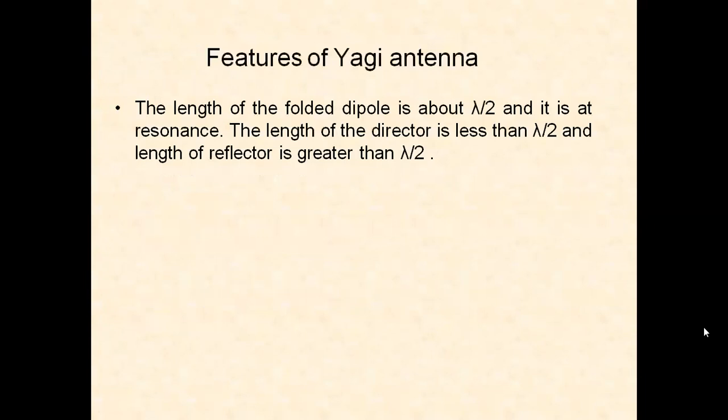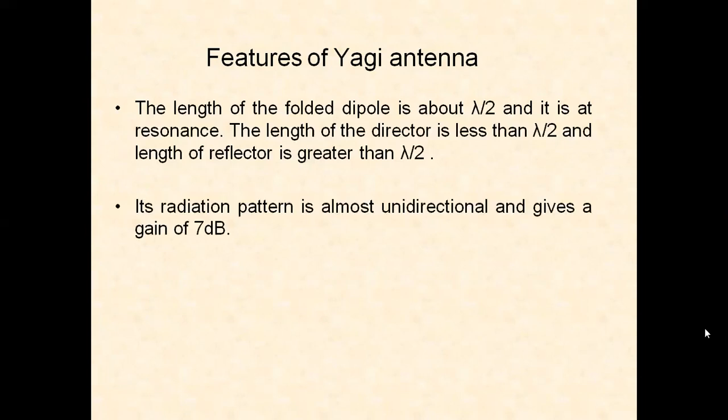The length of the folded dipole is lambda by 2. We are making use of a half-wave dipole and it is at resonance. The length of the director is less than lambda by 2; it is 5% shorter than lambda by 2. And the length of the reflector is slightly greater than lambda by 2. You will see the exact values when we deal with a problem.